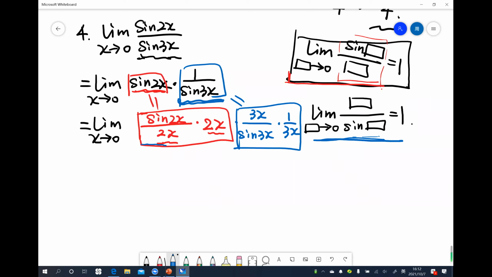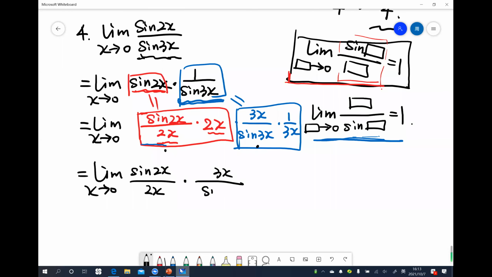So the next step, I will change the terms, change the order of the functions. So next step, I will write here, that equals to x approaches 0. The first, I will write this one, that is sine 2x by 2x. And then I will write this part, that is 3x by sine 3x, right? And I will write this part, 2x. And I will write this part, 1 by 3x, right? So here you can see that x can be cancelled, right? So here I got a constant here, that is 2 by 3.